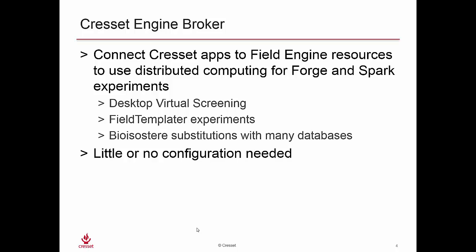To speed this up, we can connect Cresset applications to Field Engine resources to use distributed computing for Forge and Spark experiments. We do this with the Cresset Engine Broker. Now, we've always been able to do this type of distributed computing. However, there was quite a bit of setup that had to be done at the beginning. With the Cresset Engine Broker, little or no configuration is needed to enhance the speed of desktop virtual screening, FieldTemplater experiments, and bioisostere substitutions with many databases in Spark.